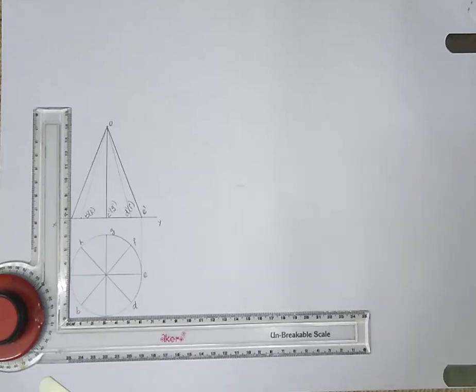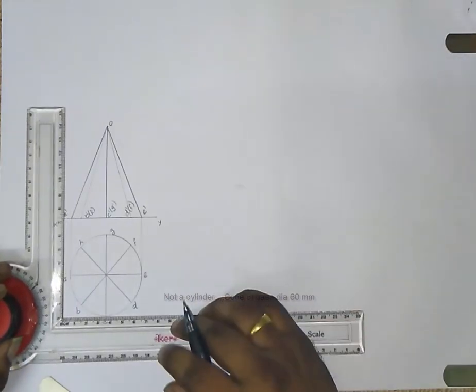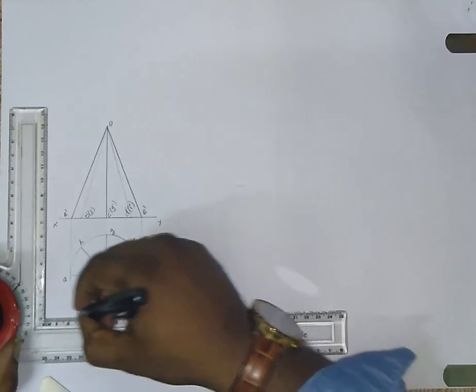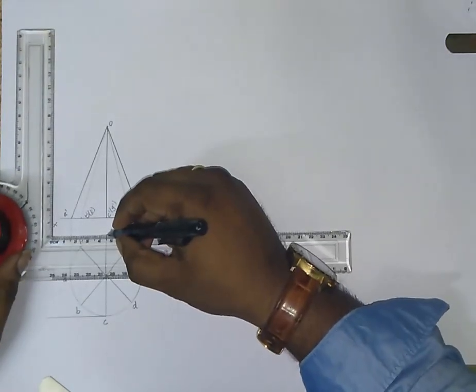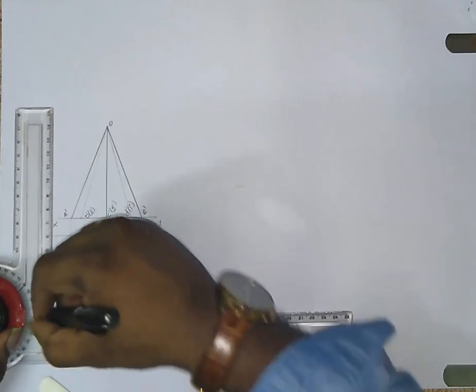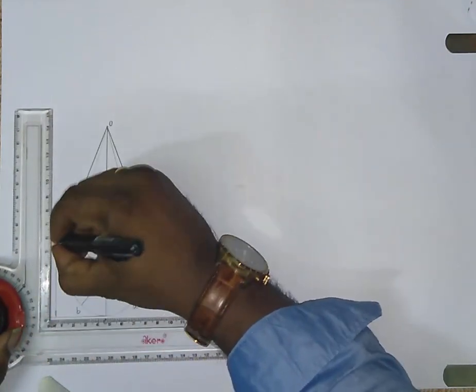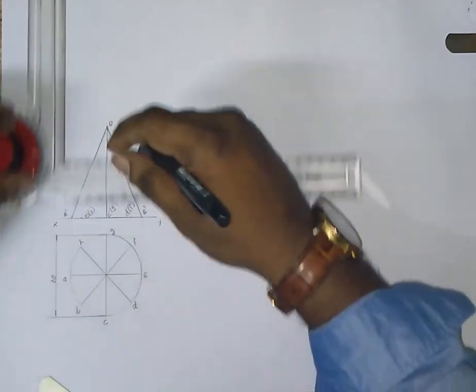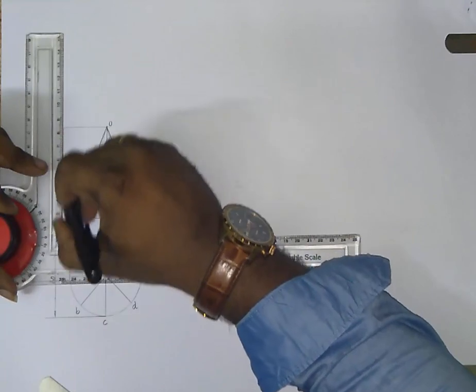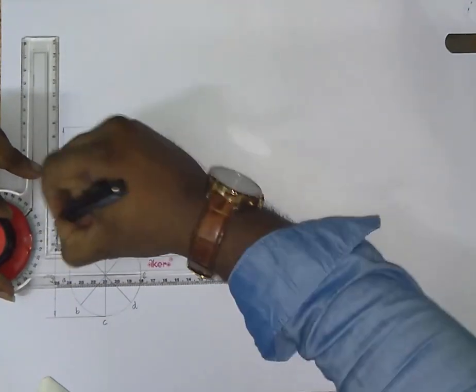In this problem, you are asked to draw an isometric projection of a cylinder of base diameter 60 mm and axis of 70 mm. So, the base diameter is 60 mm. I have to mark the base diameter as 60 like this. And the axis of 70 mm, so I have to mark the 70 mm like this.